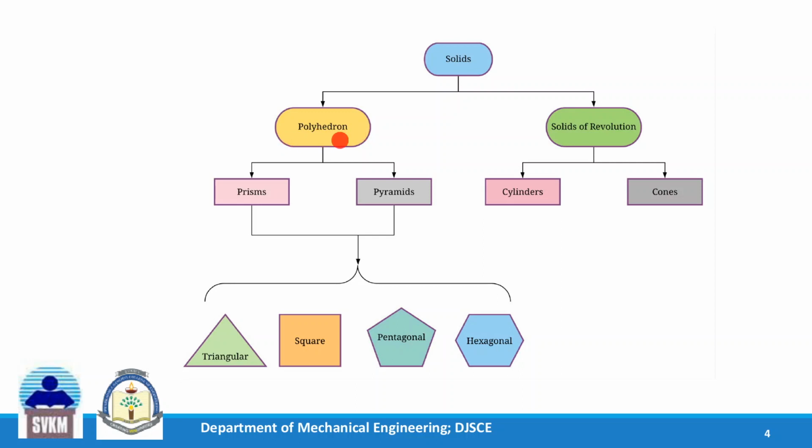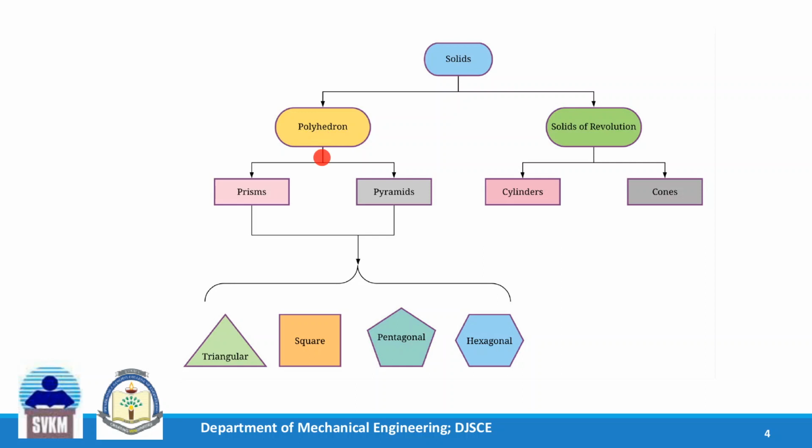polyhedra. These are bounded by flat faces or flat surfaces, and solids of revolution, they are having curved surfaces and they are generated by revolving a plane figure. That's the reason why they are called solids of revolution.